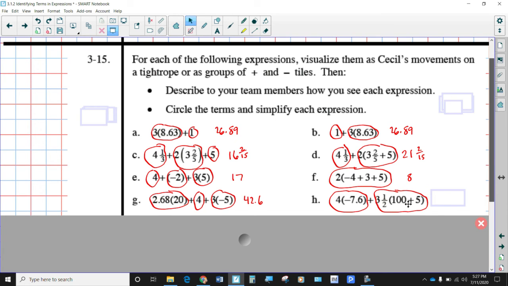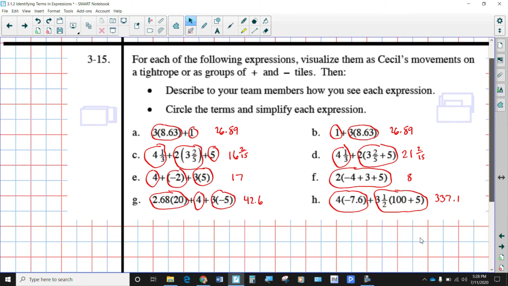This is going to be 105 times 3.5. So that's going to be in the 300s. And then your -30. I still think our answer is going to be in the vicinity of -300. What do we get? No, not -300, +300. This was positive, that was negative, and we had way more positives than negatives. So yeah, +337.1. Okay.